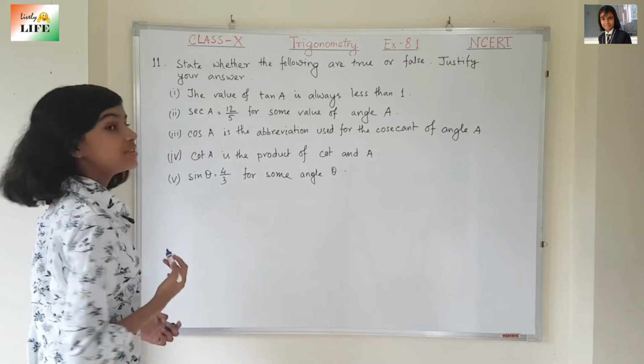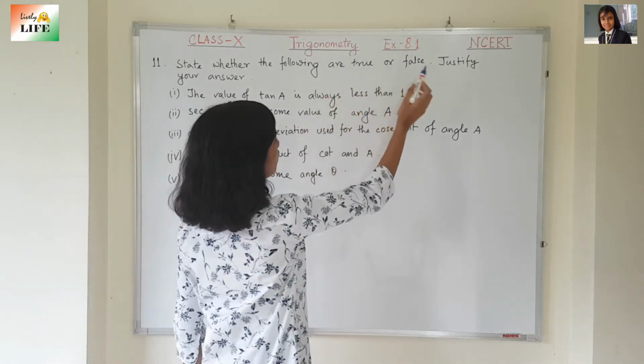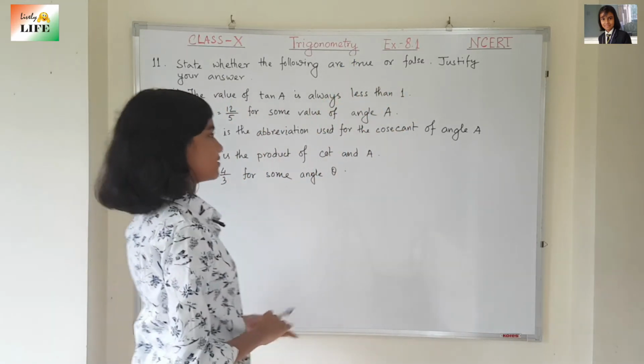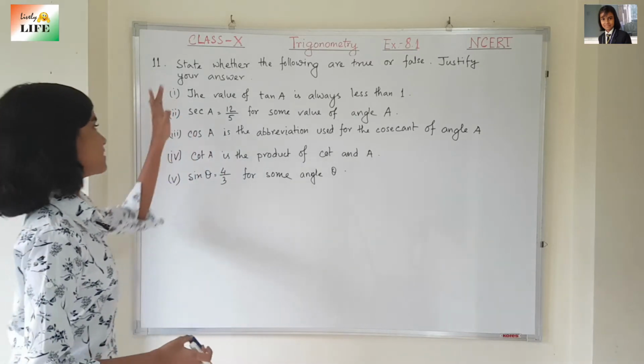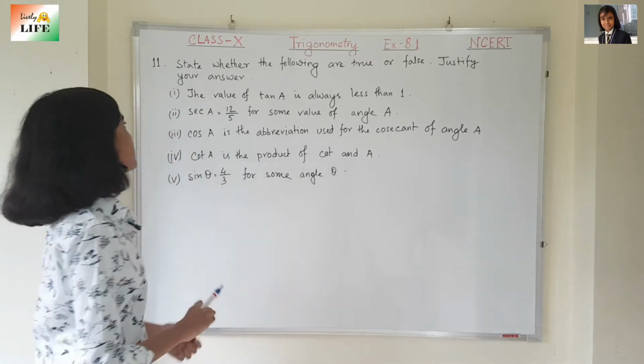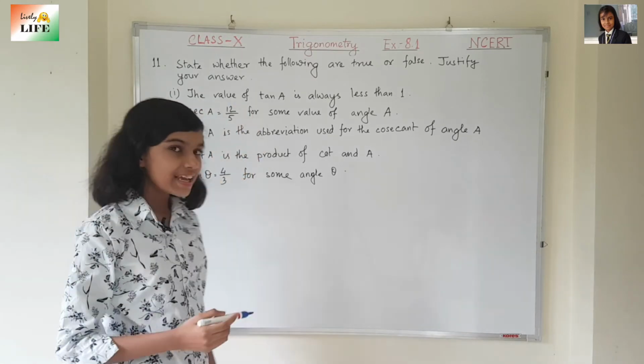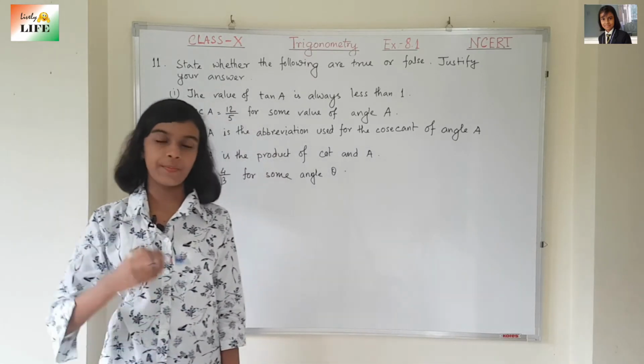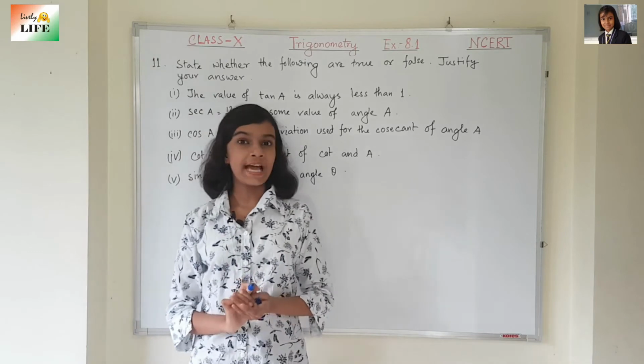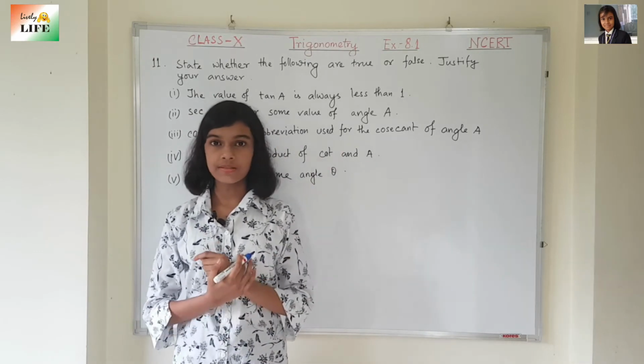State whether the following are true or false. Justify your answer. We have to state whether these are true or false. So what is the first one? The value of tan A is always less than 1. So what is tan A? Tan A is perpendicular by base.